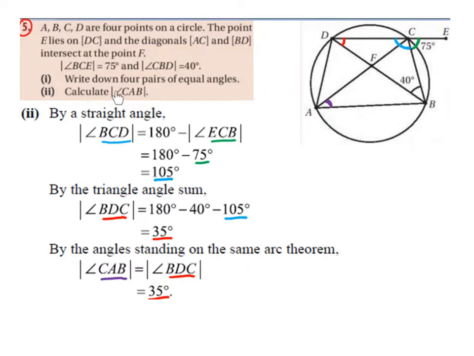Part 2, calculate the angle CAB. So we're trying to figure out what this purple angle here is. By the straight angle theorem, the angle BCD, this angle drawn in blue here, is going to be 180 degrees, take away the angle ECB. We can see that this forms a straight line, so the two angles must add up to 180 degrees. So 180 degrees, take away 75 degrees, leaves us with 105 degrees. So this blue angle here is 105 degrees.